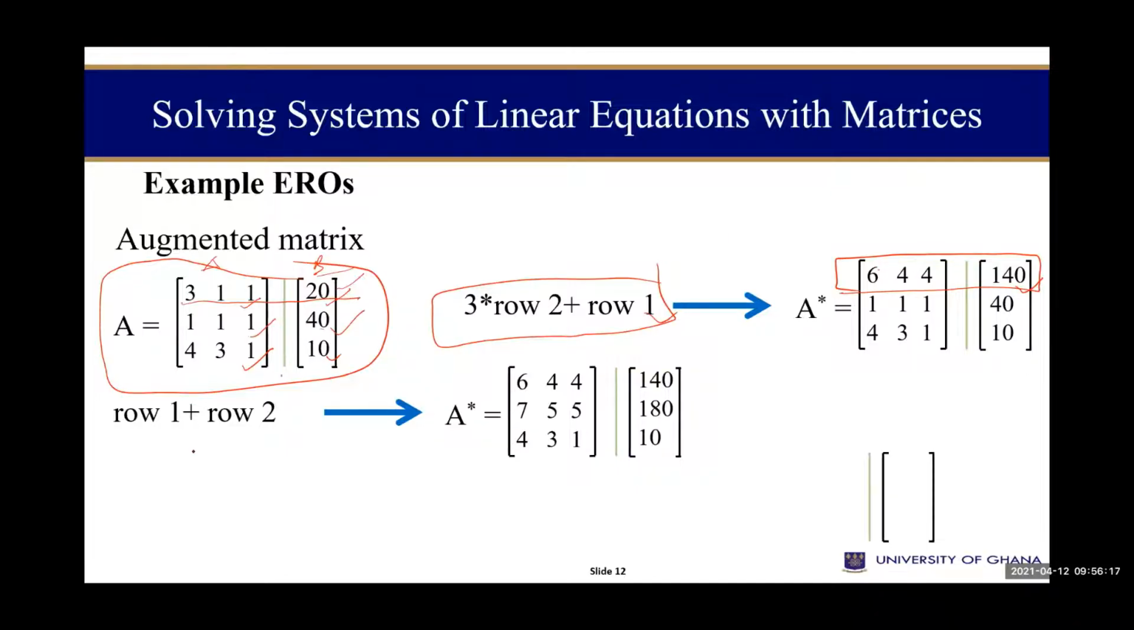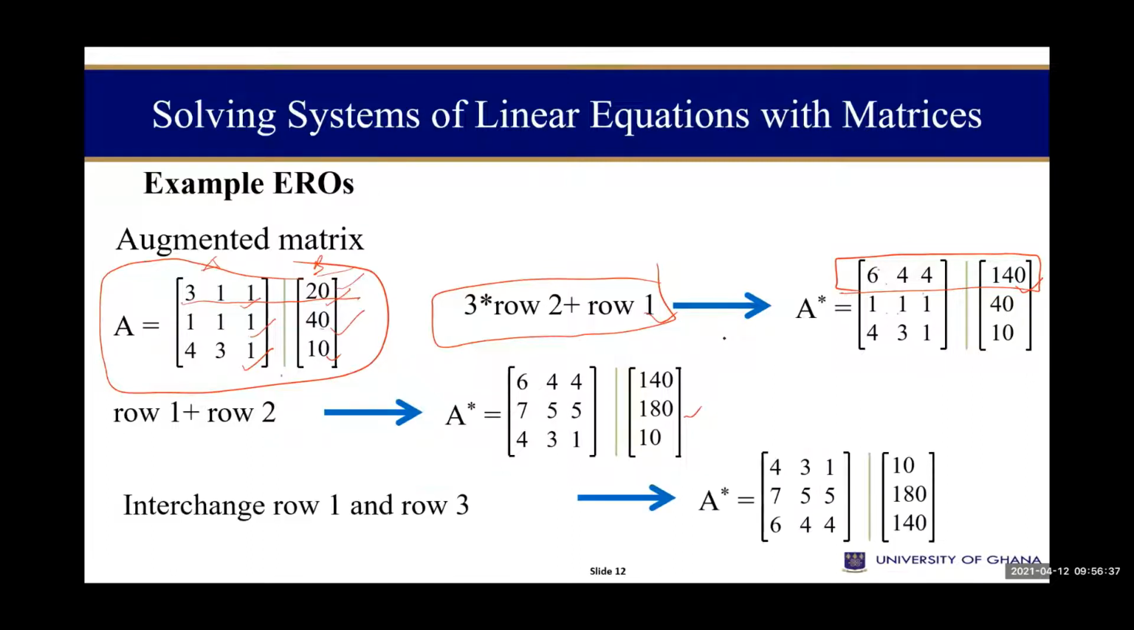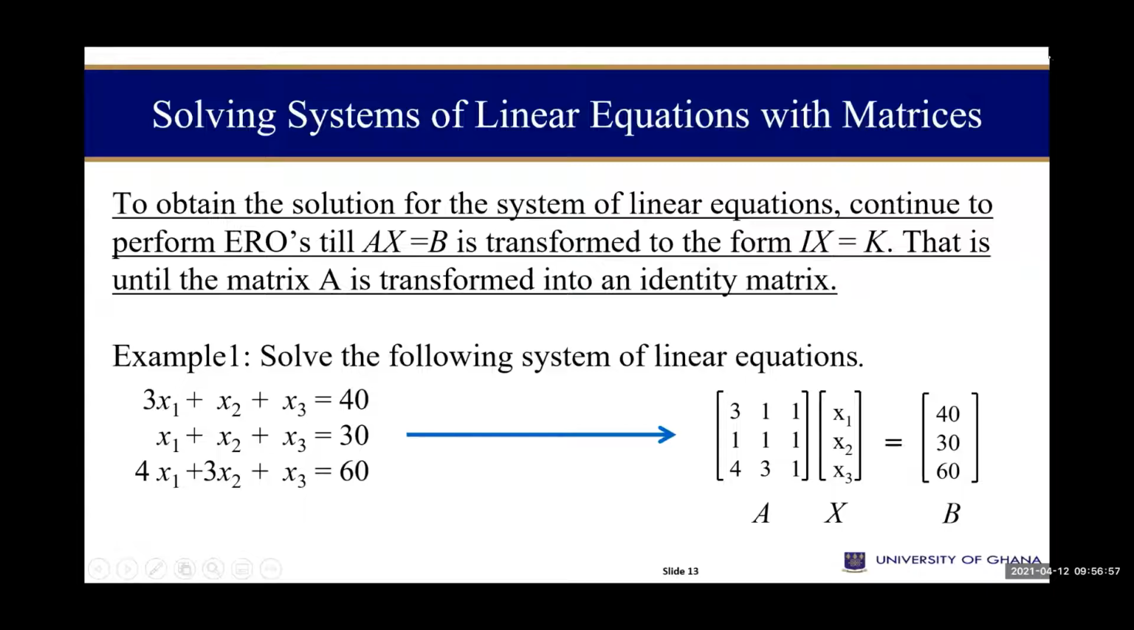Then I can also say that let's add rows together. So I'm working on row 2. Row 1 plus row 2. I'm using the new matrix. So 6 plus 1 is 7, 4 plus 1 is 5, 4 plus 1 is also 5. Then 140 plus 40 should give you what? 180. We can also interchange rows. So this is my new row. I'm interchanging row 1 and row 3. It's just to say that move the whole of row 3 to row 1 and the whole of row 1 to row 3. That operation is also allowed.